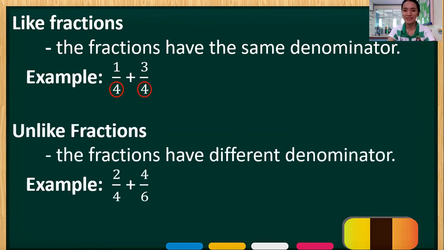Next, unlike fractions. These fractions have different denominators. So this is the opposite of like fractions. For example, we have 2 over 4 plus 4 over 6. The denominator of 2 over 4 is 4, and the denominator of 4 over 6 is 6.